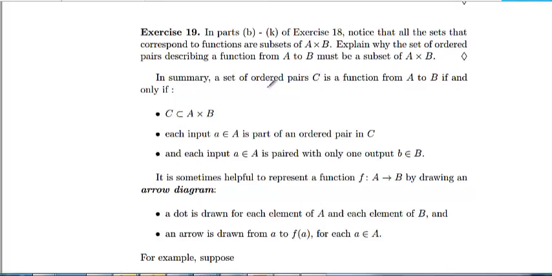All right, so a function can be thought of as a subset of A cross B, because A cross B gives all ordered pairs. A function can be represented as a set of ordered pairs. So a function is a subset of A cross B. However, there are subsets of A cross B that are not functions, and there are additional conditions that must be satisfied by this subset of A cross B.